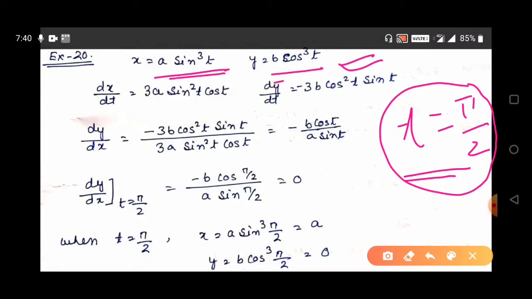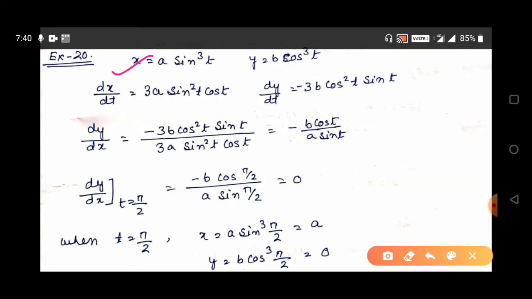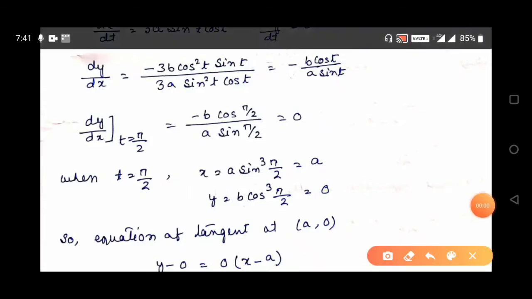So first of all we will differentiate both of these with respect to t, since it is a parametric form. If we find dx by dt, then it will be 3a sin square t cos t and dy by dt will be minus 3b cos square t sin t. So dy by dx will be equal to minus b cos t by a sin t. Now to find the slope of the required tangent, we have to find dy by dx at t equal to pi by 2. So the value will be 0.